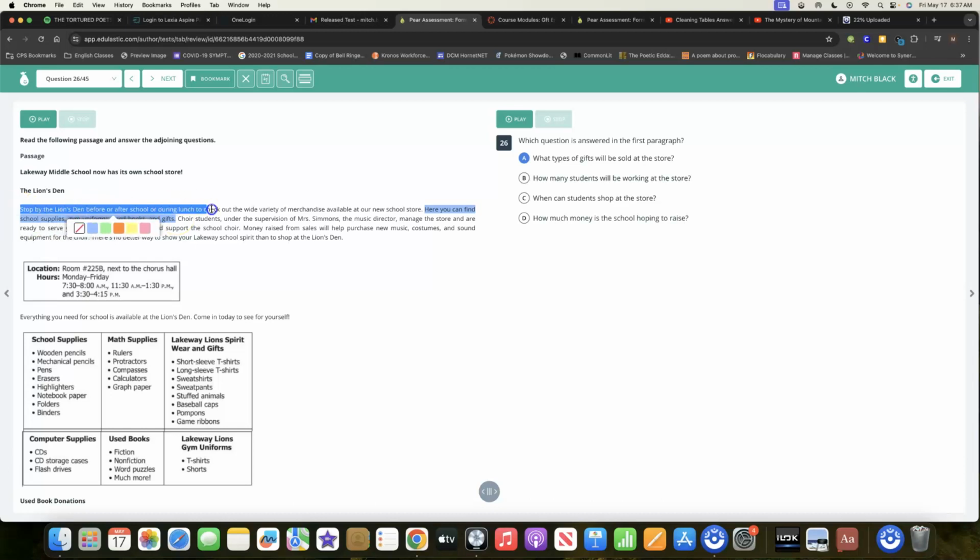But if you look at the first sentence here, which we should be doing because we're summarizing each paragraph, and this is the one paragraph I did ask that you summarize here, stop by the Lion's Den before or after school or during lunch to check out the wide variety of merchandise available. So when can students shop at the store? They can shop before or after school or during lunch, right? It says it word for word. That's the thing about these. For the most part, they're going to say it word for word.